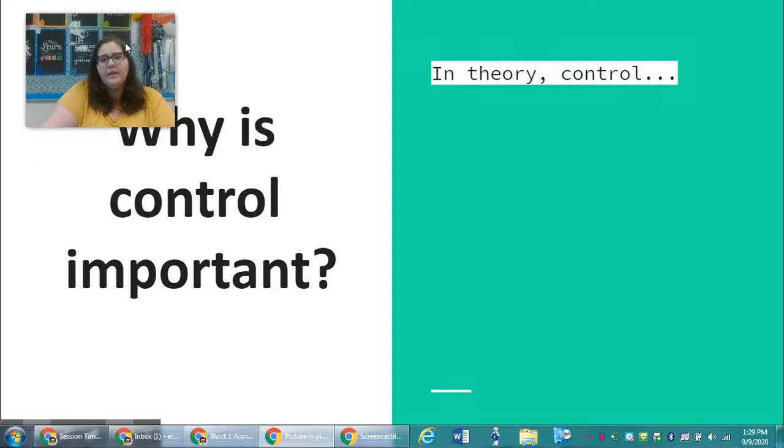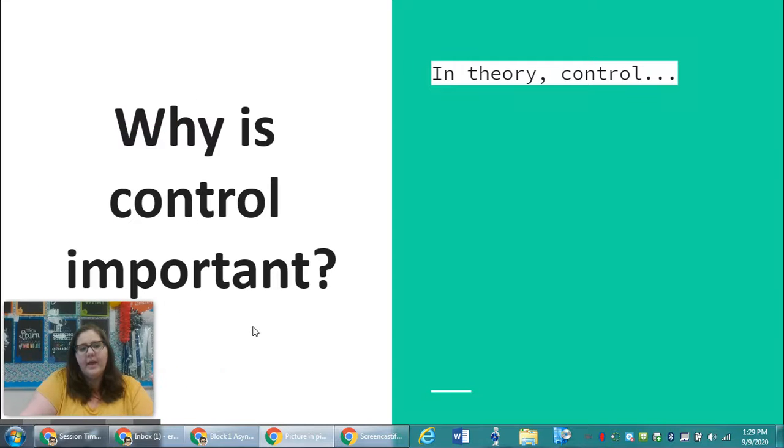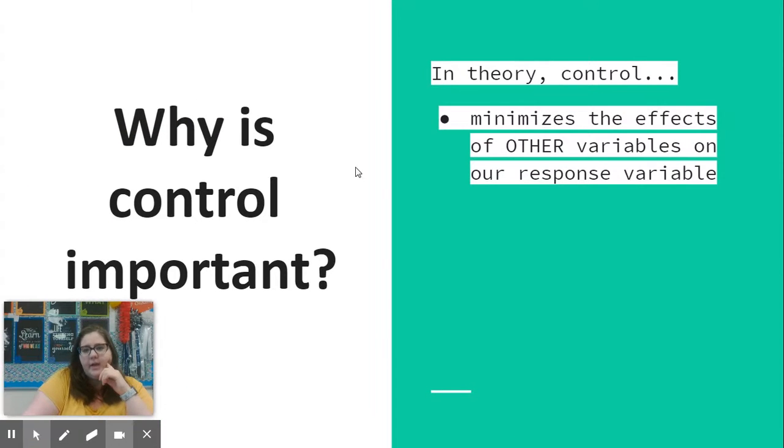So in theory, I keep moving myself around to be out of the way. In theory, control minimizes the effects of other variables on our response variable because we're controlling it. We're putting it in place so that those other things aren't having an effect.